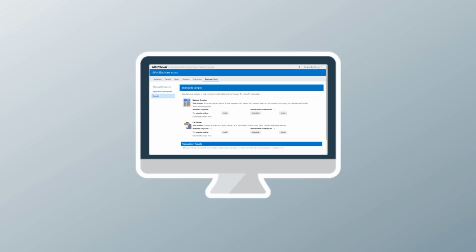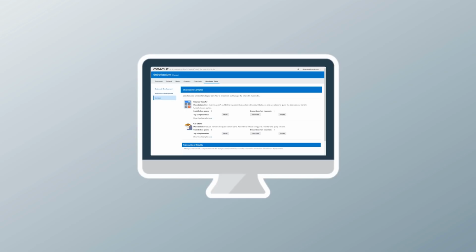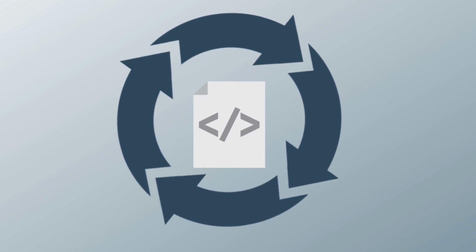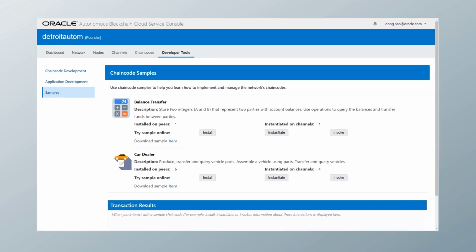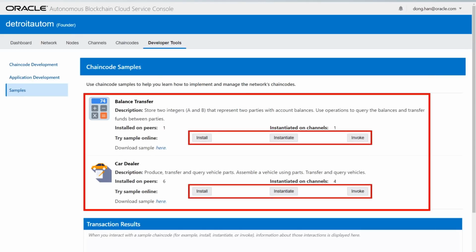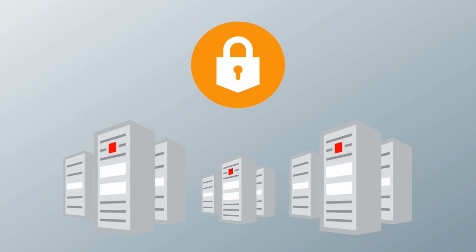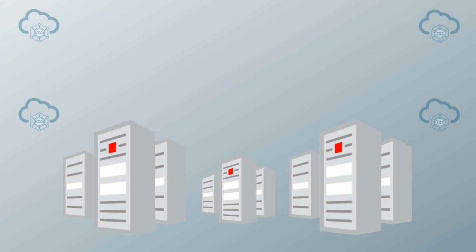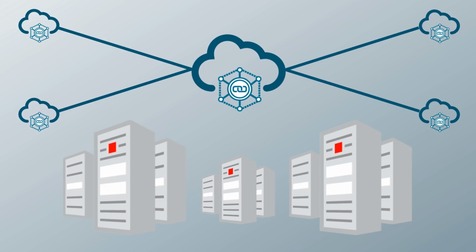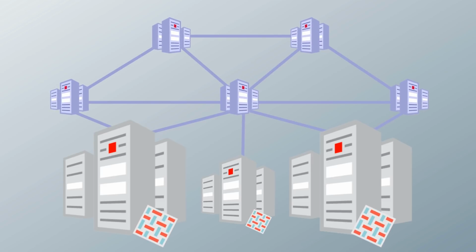The console web UI provides access to further configure, administer, and monitor the network, as well as install and upgrade smart contracts, also known as chain codes. Sample chain codes are also included under Developer Tools, where you can deploy and run them to help you understand how blockchain network works. You can configure multiple peer nodes and channels for availability, scalability, and confidentiality, and the underlying dependencies are handled automatically. Additional instances can be created for other organizations and joined into your blockchain network. This network can interoperate with other Hyperledger Fabric nodes outside of Oracle Cloud, as long as their versions are compatible.